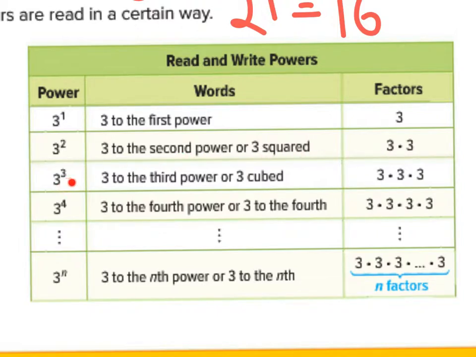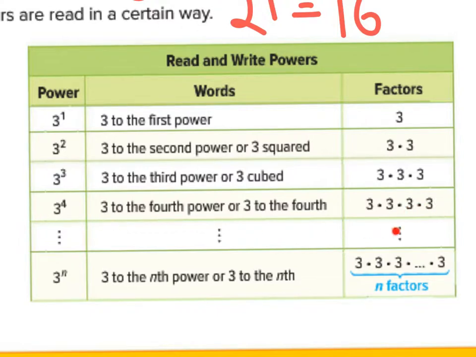3 to the third power, or 3 cubed, is 3 times 3 times 3. And 3 to the fourth power is 3 times 3 times 3 times 3. Let's see if we can do this quickly. 3 times 3 is 9, times 3 is 27, times 3 is 81.